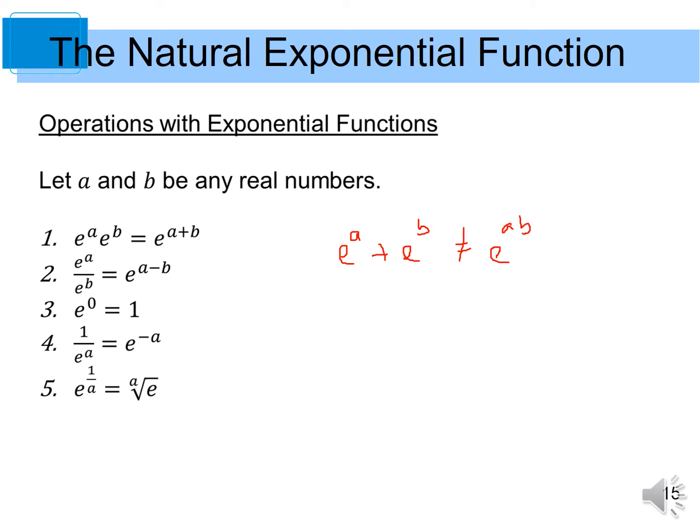And for the second, e to the a minus e to the b is not equal to e to the a divided by b. And for the third one, e to the 0 is equal to 1, the fourth is a reciprocal, and the fifth is a power of root.